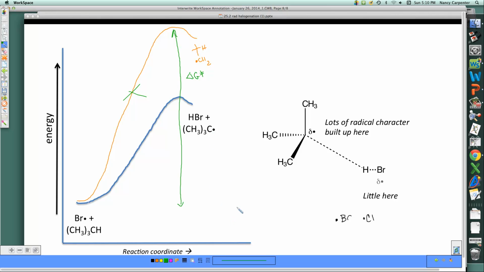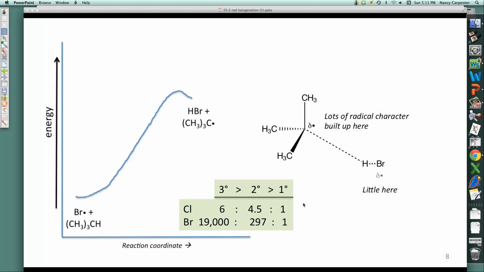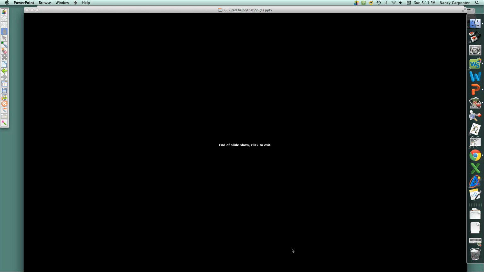The difference, if this were chlorine, wouldn't be there because it wouldn't be this endothermic reaction step, and there wouldn't be a buildup of radical character in that structure. So, bottom line, you get lots of selectivity with bromination, little selectivity with chlorination. Here's what it looks like. Goodness gracious, look at that difference. 19,000 to 1 for bromination, only 6 to 1 for chlorination. Pretty impressive. Okay, so that's the introduction to free radical halogenation of alkanes.